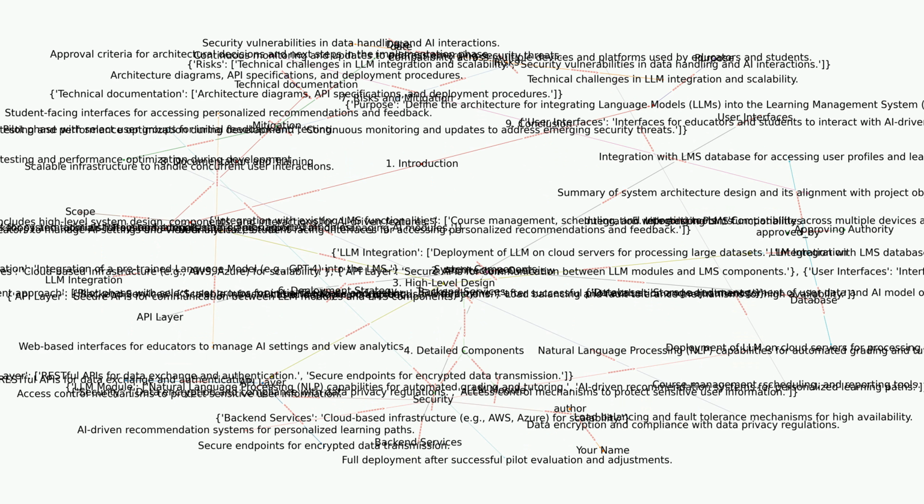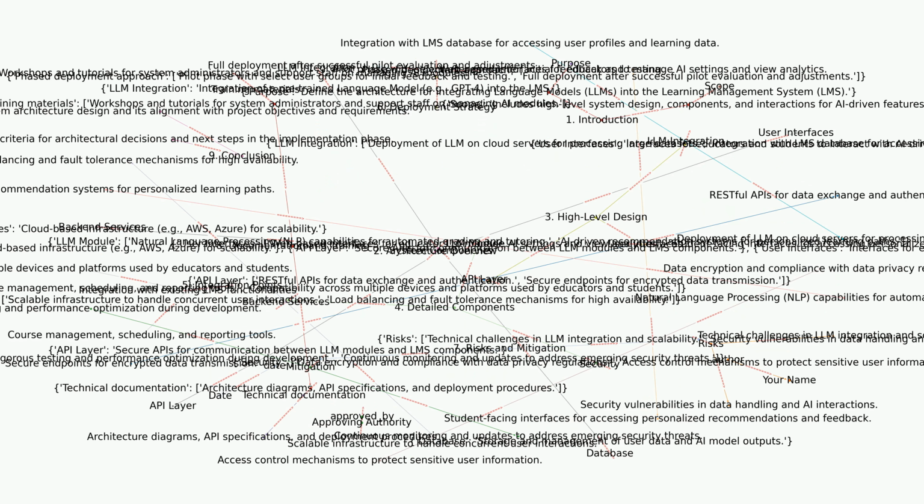4. Detailed components. LLM module: natural language processing (NLP) capabilities for automated grading and tutoring. AI-driven recommendation systems for personalized learning paths.